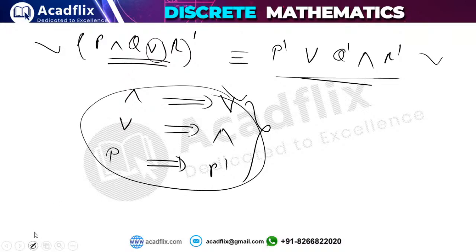I can give you an example. If you want to try, then you can try this question. Let me give you a question. Try this question: negation of P dash q plus r bar. What will it be? Try this question. What will it be? Anyone want to try this question?